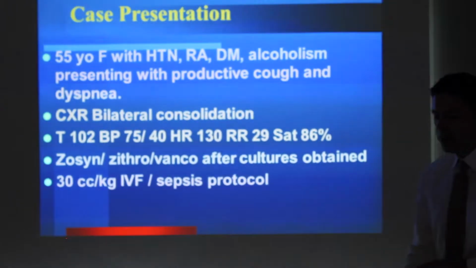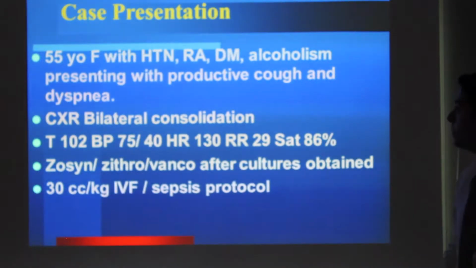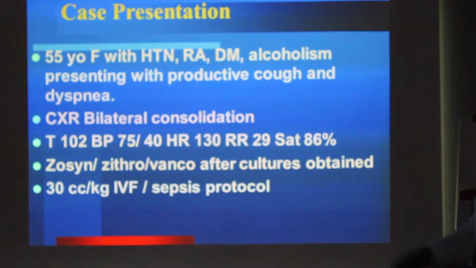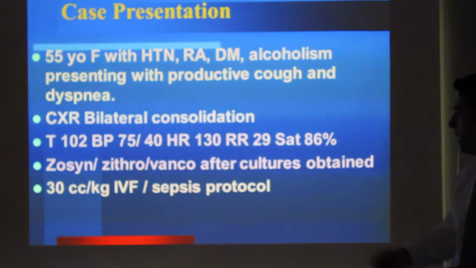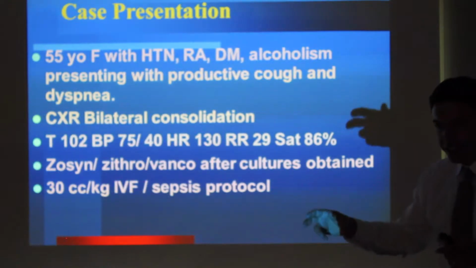We have a 55-year-old patient with hypertension, rheumatoid arthritis, diabetes, and alcohol use, presenting to the hospital with productive cough and dyspnea. Chest X-ray revealed bilateral consolidation, and temperature is 102, blood pressure 75 over 40, heart rate 130, respiratory rate 29, and SATs 86. I'm sorry, this is a male, not a female. Of course, cultures were obtained. Started on Zithromax and Vancomycin, but he's alcoholic, rheumatoid, and 30 cc per kg, right?